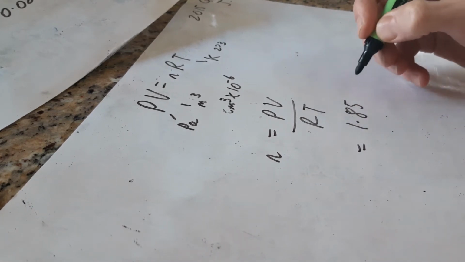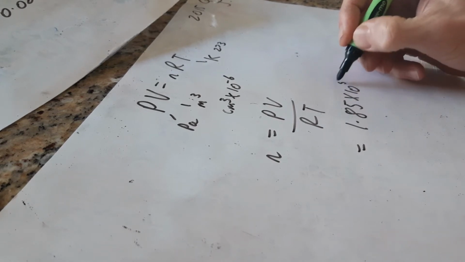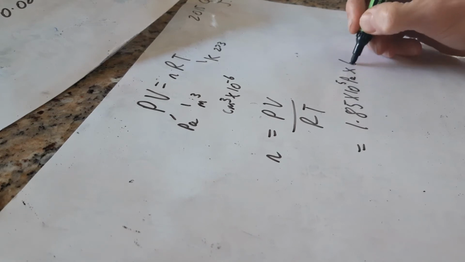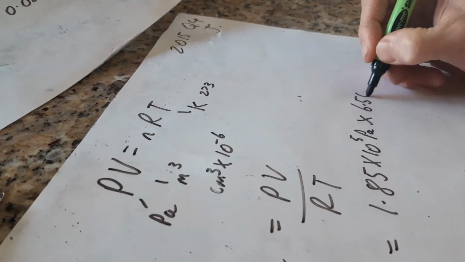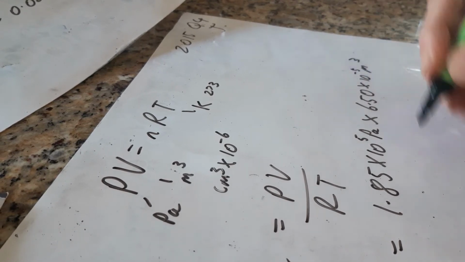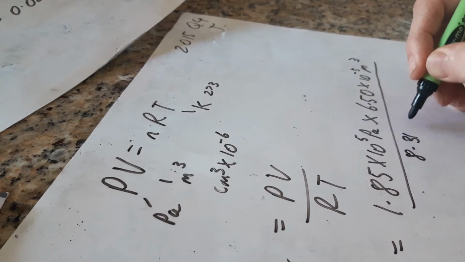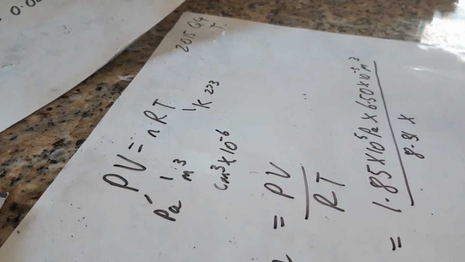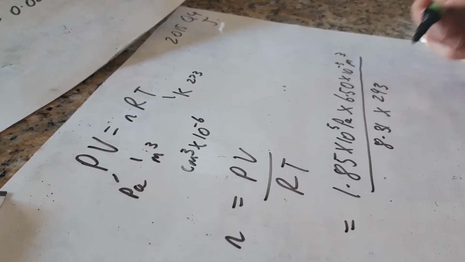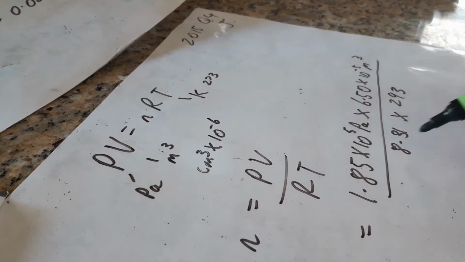So I'm putting in the pressure from the question, which is 1.85 by 10 to the 5 pascals. I'm going to multiply that by the volume, which is 6.50 by 10 to the minus 5 meters cubed. And I'm going to divide that by the constant R, which is 8.31, multiplied by the temperature in Kelvin, which is 293. Again, I'm getting all of this from 2015 question 4 part J. That's where I'm getting these numbers from.